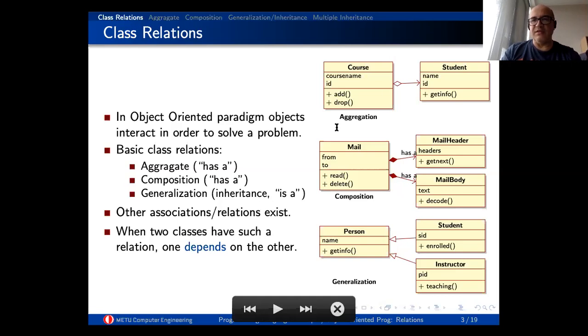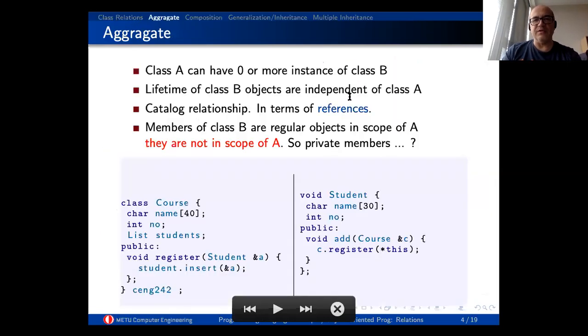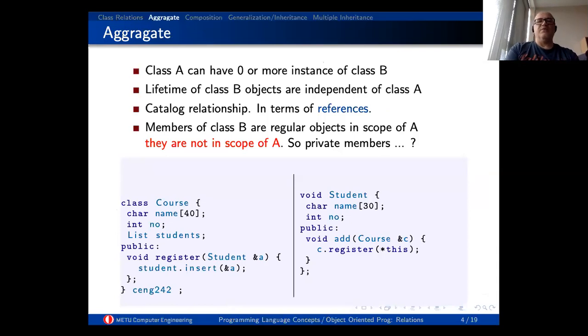Now let us look into the details of those. In this example, we have a course-student relation. We can have zero or more instances of class B in class A. However, the lifetimes are distinct. That means the A object and B object can be alive independently. And then they are somehow combined so that their references are maintained by the others and so on. This is some sort of catalog relationship, and we have references or pointers or values referring to each other.